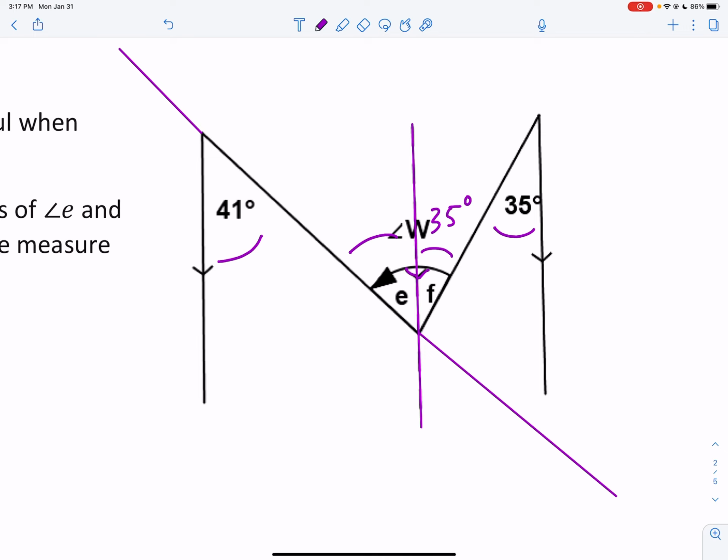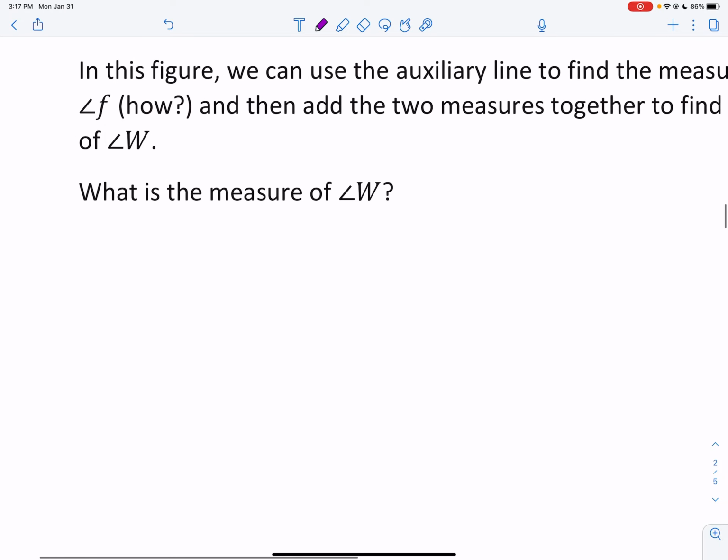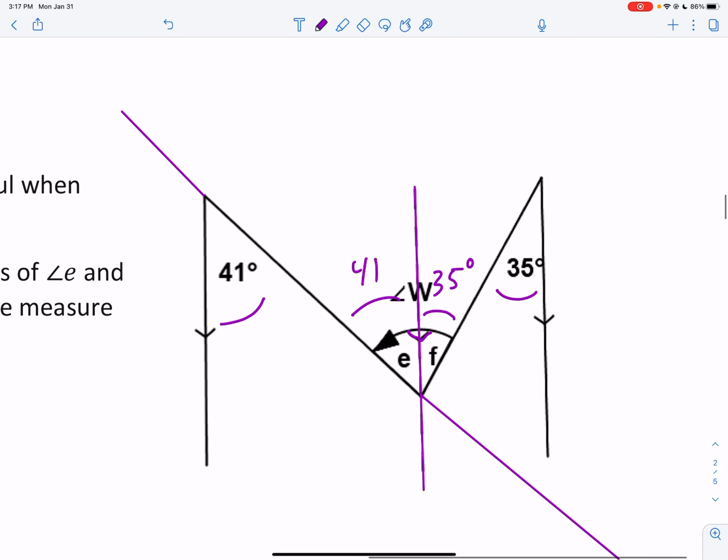As you've seen, most of these figures are not drawn to scale, and they do all kinds of willy-nilly stuff. So we could actually figure out what the other ones are too. But this one is also 41 degrees because they are alternate interior angles for the left black line and the middle purple line that is parallel to it. So that's how we do that. That gave us the measure of E, which is 41, and the measure of F, which is 35. So W has to be both of those added together.